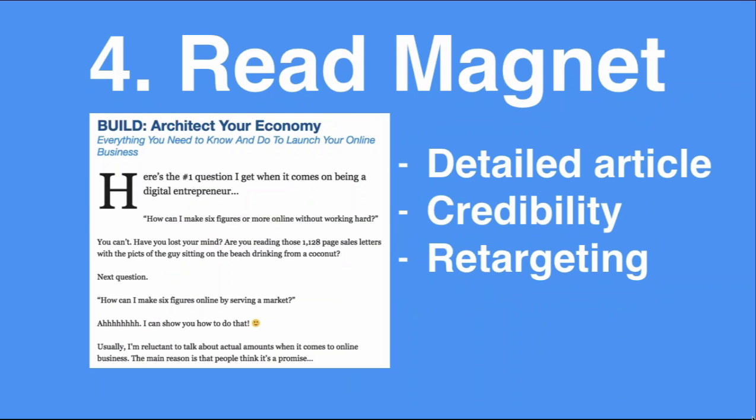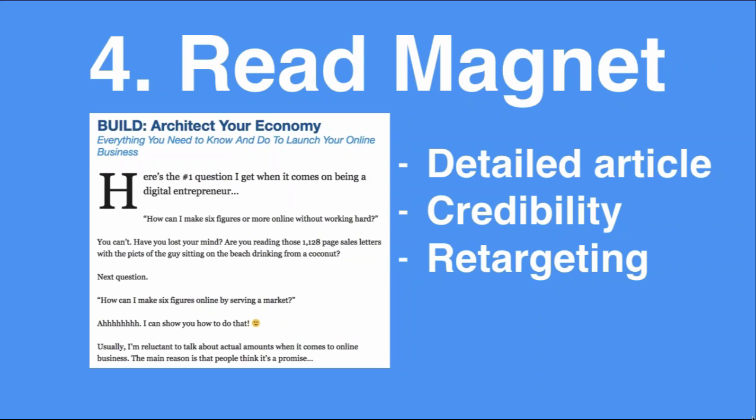And then the read magnet. This is a little bit different. So it's a detailed article. It builds your credibility, and you're probably going to need to use retargeting. And you'll see what I mean by that in just a second. Basically, now people can opt in for this, and I have people actually opt in for this article, even though they could search for it and get it for free.